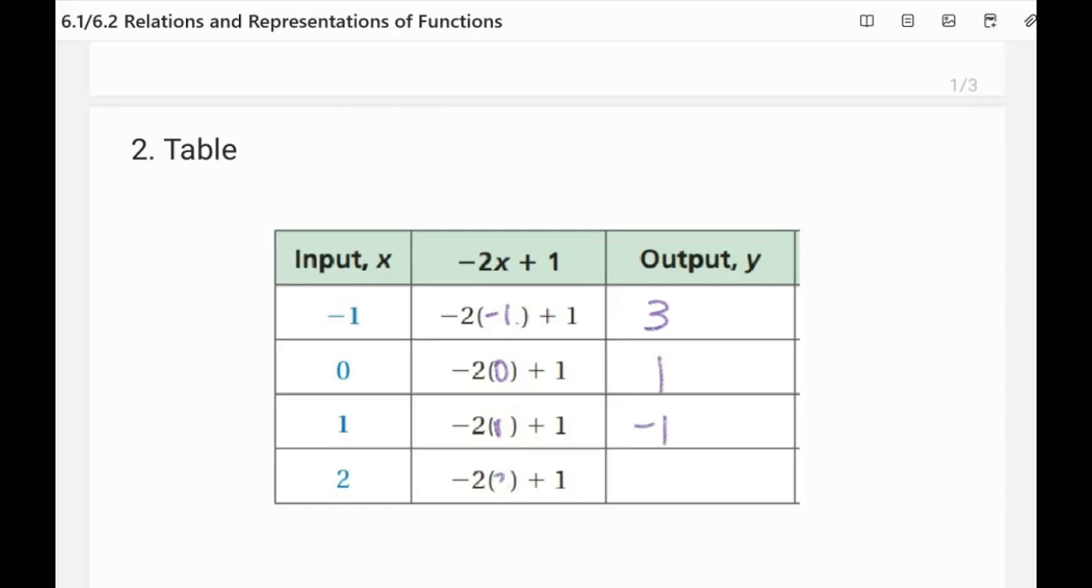Now if I substitute 2 in there, -2 times 2 is -4. -4 plus 1 is -3.